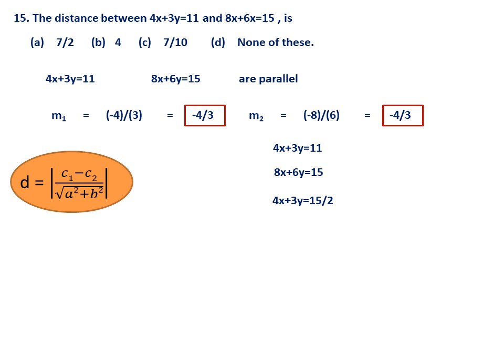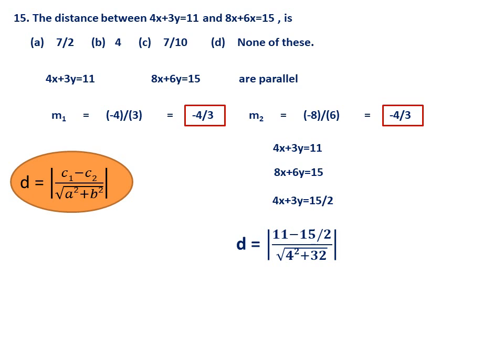So the second equation 8x plus 6y equal to 15, we can write it as 4x plus 3y equal to 15 by 2. You can do the other way also. You can multiply the first equation by 2 also. That's also okay. You can make it equal. So now substitute. So C1 here is 11, first equation. C2 is 15 by 2 because we have to make the coefficients equal.